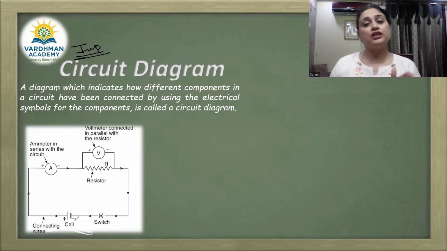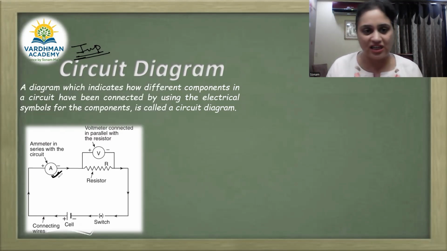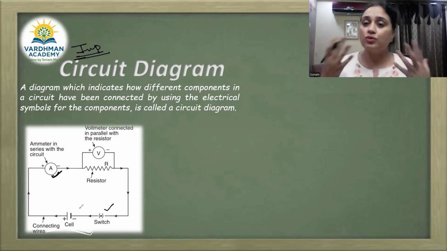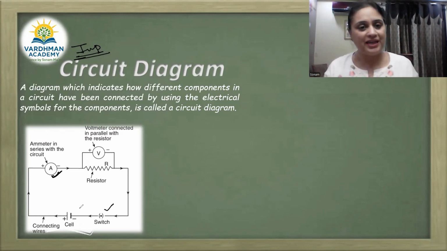So we always put the switch in series connection with the cell, always, right? And these are the connecting wires. So we always put the ammeter in series. We have placed the ammeter in series, and the voltmeter we have placed in parallel with the resistor, and the switch is closed. Switch is closed means the circuit is complete. So whatever conductor or resistor we are putting, that will come into action.